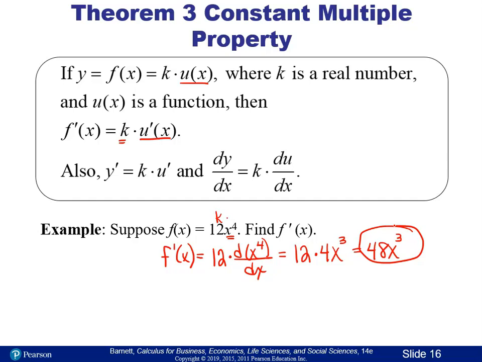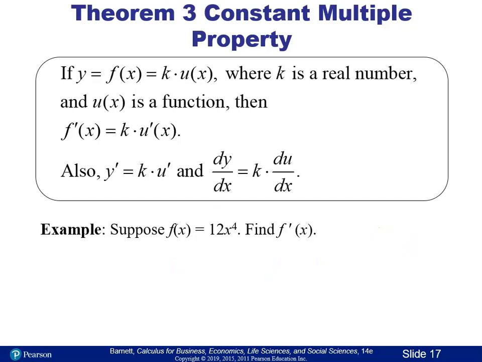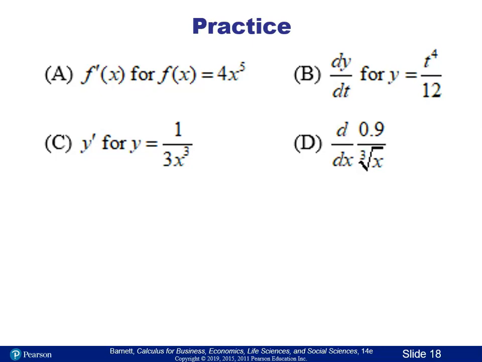I will say, as you get comfortable with this rule, what you'll see is that when you bring that 4 down, it automatically multiplies to the 12. So 4 times 12 is 48, and then you just decrease the power by 1. So that's just kind of a quicker way to do it. Okay, here's some for you to try if you feel ready.